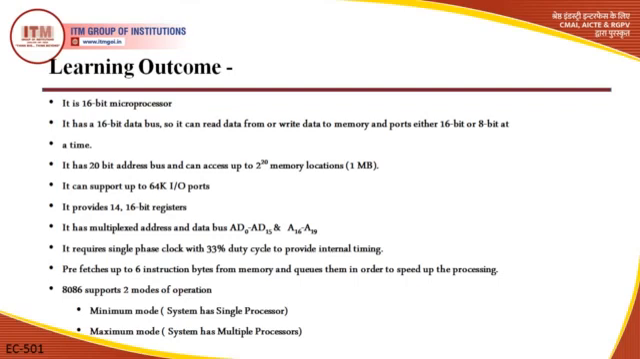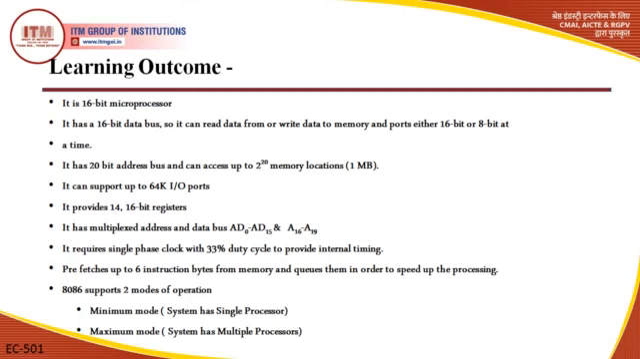So this lecture is all done. Now the learning outcome of this lecture. 8086 is a 16-bit microprocessor. It has a 16-bit data bus, so it can read 16-bit data from memory or IO, or 8 bits at a time. It has a 20-bit address bus and can address up to 2 to the power 20 memory locations, which is approximately 1 megabyte.